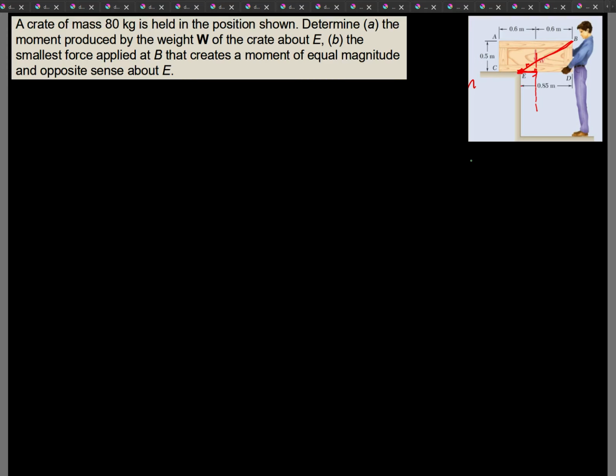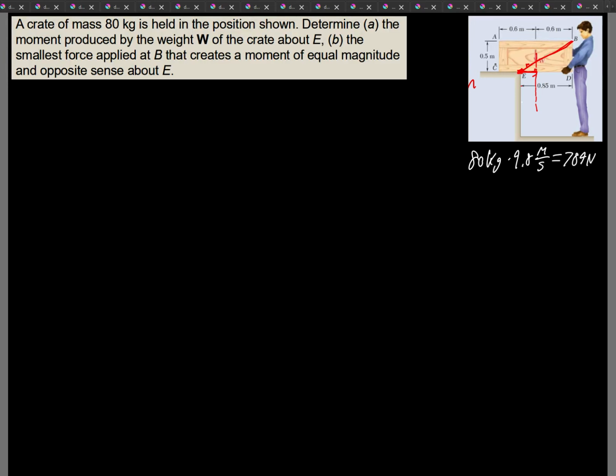So immediately we are given mass, and we have to convert that to weight. So we have to multiply this by 9.8 meters per second squared, which gives us 784 newtons. Now, determine the moment produced by the weight about E. So this is our point E here. And we've got this distance.